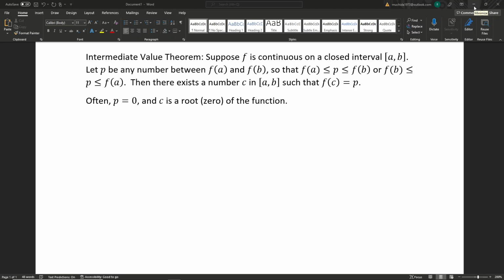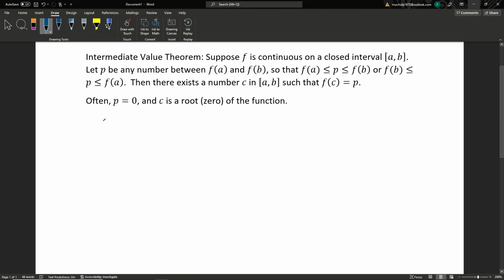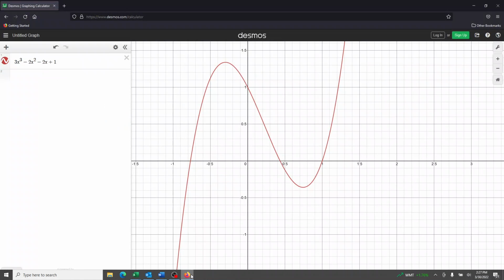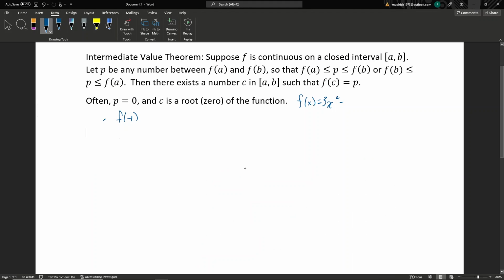So, like I was saying, if we plugged in f of negative 1, and again, just a reminder, the function f of x was, I think it was 3x cubed minus, let me go back and see what it was, 2x squared minus 2x plus 1. So if we plugged in negative 1 into this function, what you'd get would be negative 2. If we plugged in 0, we got positive 1.